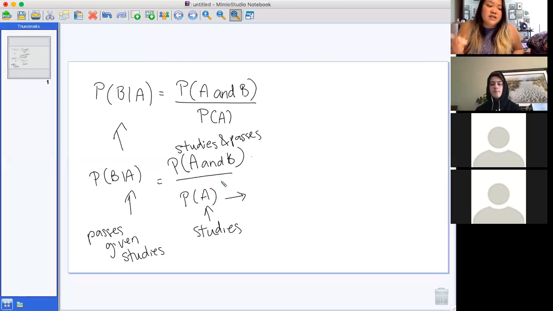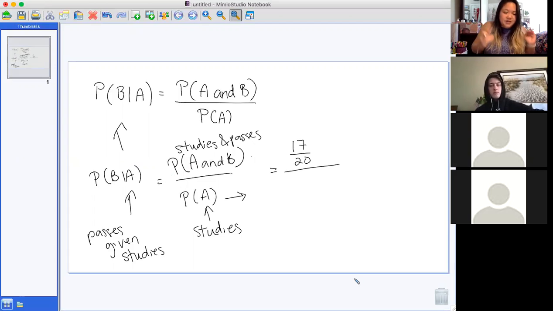So the probability of A and B is actually going to be its own thing. If you look at the problem, it says the probability that she studies and passes is 17 out of 20. So that is the number that you put in for the probability of A and B. That will be 17 over 20. Straight from the problem. For the first couple of these, you have the probability of A and B, and you have the probability of A from the problem. So then you can set it up in this equation and solve.